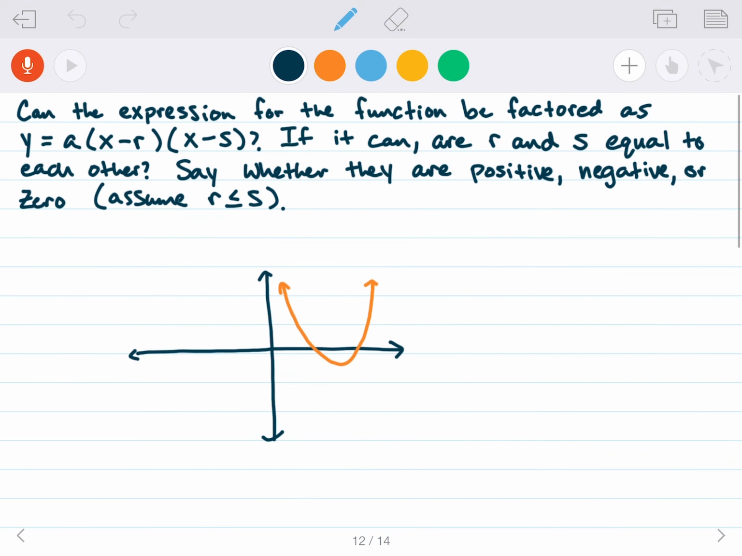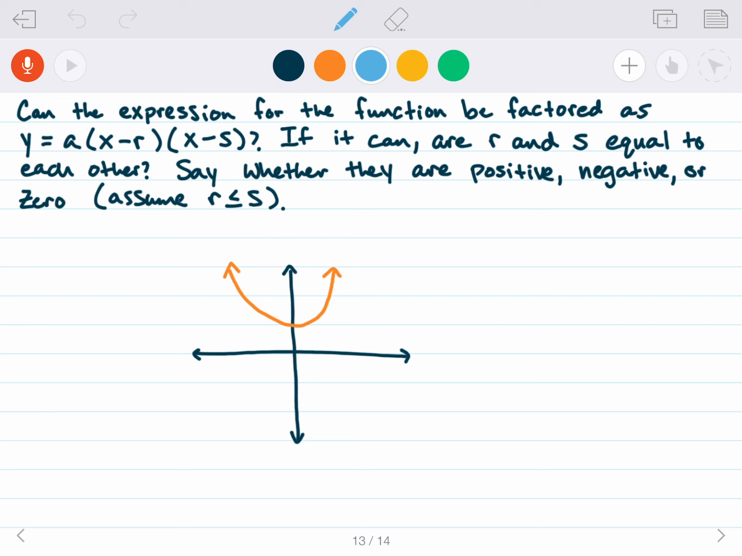Let's look at another example. Can it be factored? If it can, tell us about R and S. Well, I see it crosses the x-axis in two spots. So R is going to be the smaller one, S will be the bigger one. And they're not equal because they cross in different spots. They're both positive though. R is positive and S is positive, and also R does not equal S because we have the graph crossing in two separate spots. And they're both positive because they're both to the right of the origin, 0.